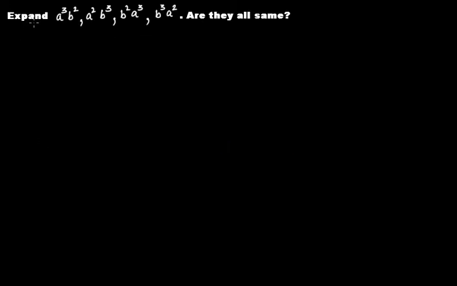In the second problem, we have to expand a cubed b squared, a squared b cubed, b squared a cubed, b cubed a squared. Are they all same? After expanding, you have to tell whether they are all same or not. So let's do the first one. The first one is a cubed b squared, and if you write this, this is a cubed into b squared, so this is a into a into a, then this multiplication sign, then b into b.